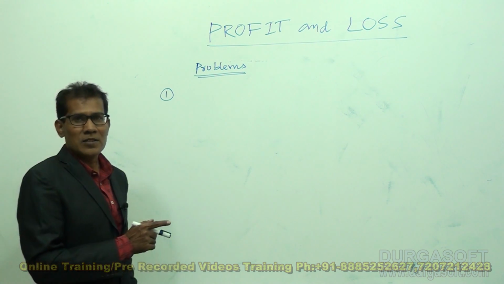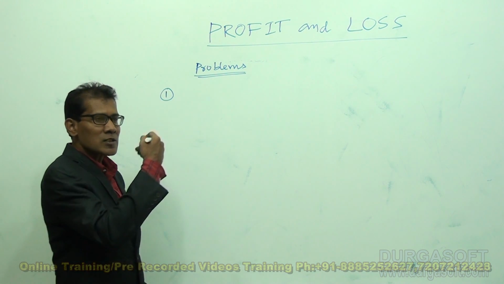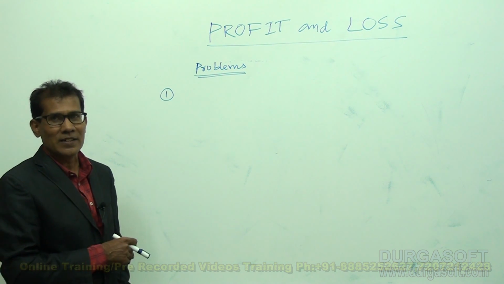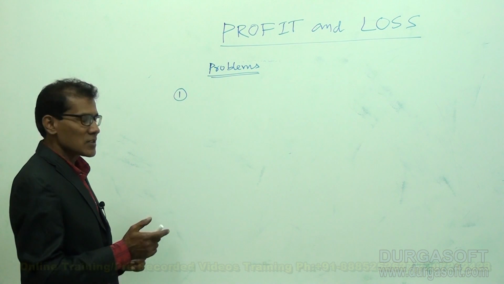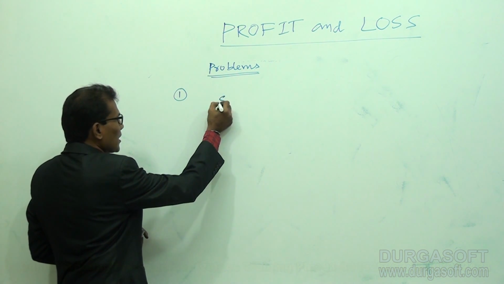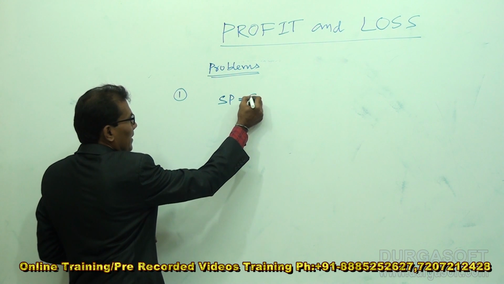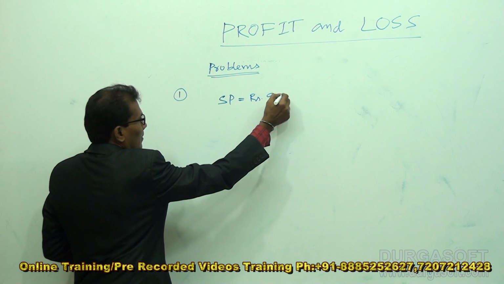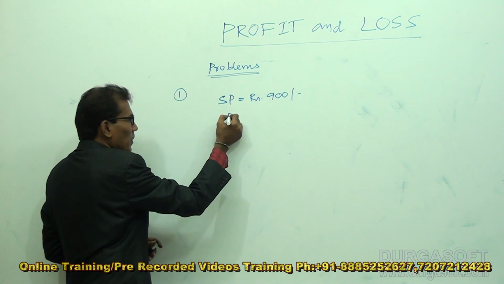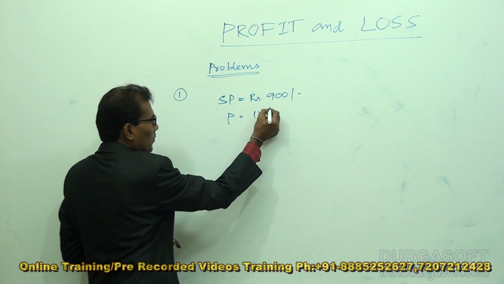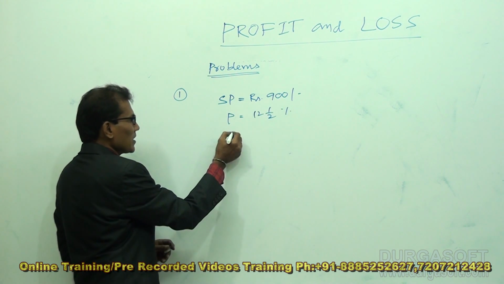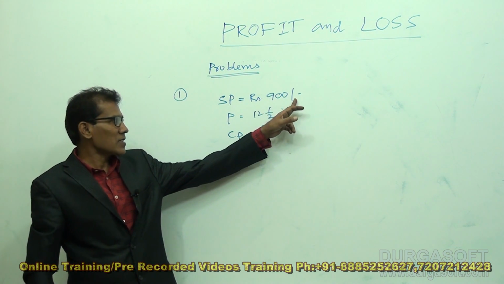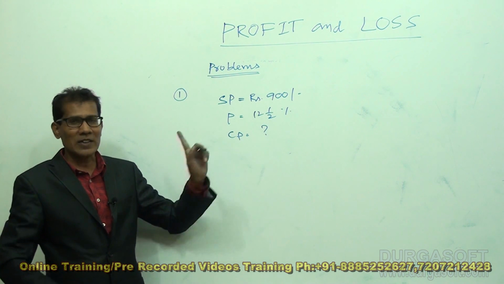So in the question, what is given? A trader sold an article for 900 rupees. By that he could make a profit of 12.5%. The question is, what is the cost price? Given data is, selling price is 900 rupees, and the profit percentage is 12.5%. By selling an article for 900 rupees, he could make a profit of 12.5%. What could be the cost price?